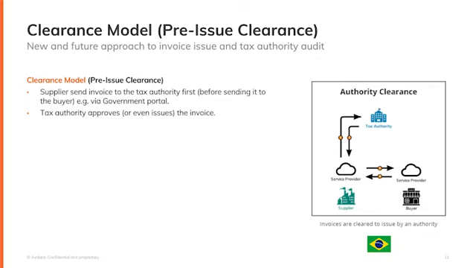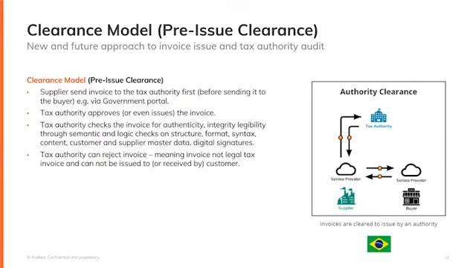That may involve the addition of a digital signature to show that it's been approved. It may have a unique invoice number allocated by the tax authority. In terms of this clearance, the tax authority will run various checks on that invoice, various semantic and logical checks. That could be on the structure, on the format, on the syntax, the content. It could also involve checks on the customer itself. Is the VAT number that you've identified the customer as correct?